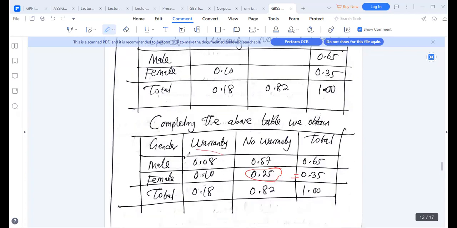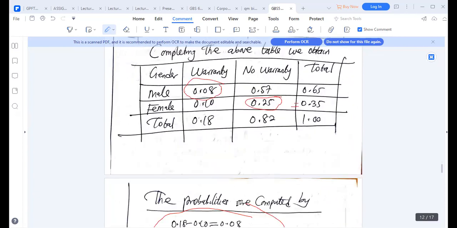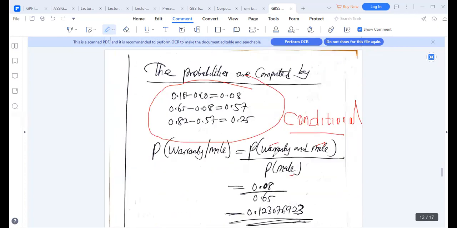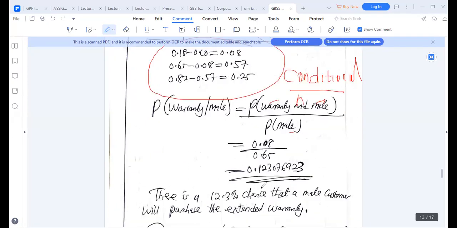So the probability of warranty and male, the intersection, over the probability of male, which is 0.65. So the answer is 0.12307. So there is a 12.3% chance that a male customer will purchase the extended warranty. So this is on the Roman numeral number 1.